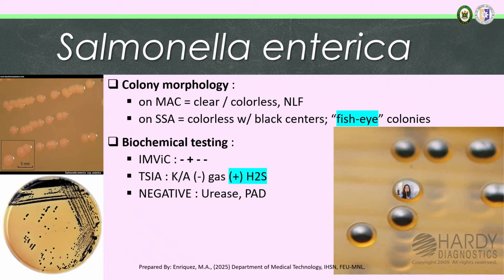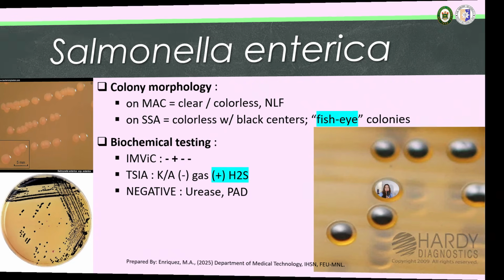And here are its biochemical test results. On IMViC, it is negative, positive, negative, negative. Okay, so ang ipapositive lang po ng Salmonella enterica is yung methyl red test. All right. Next on TSI, it is K over A or alkaline over acid. Negative for gas production, but positive for hydrogen sulfide production.